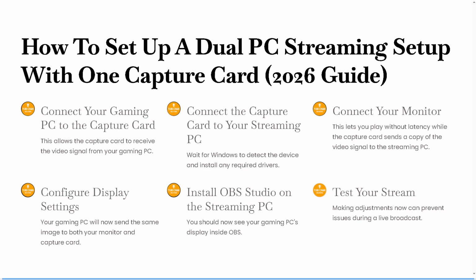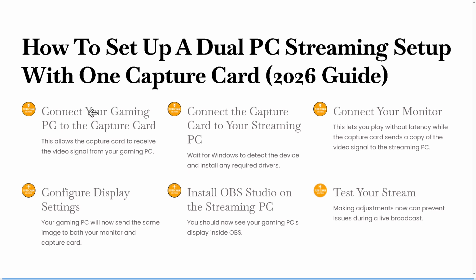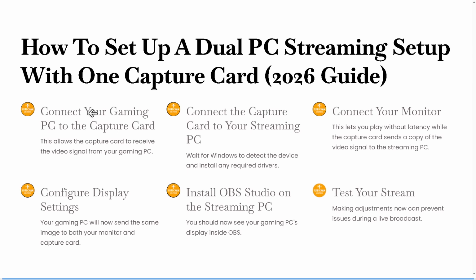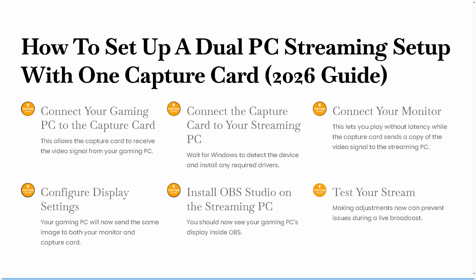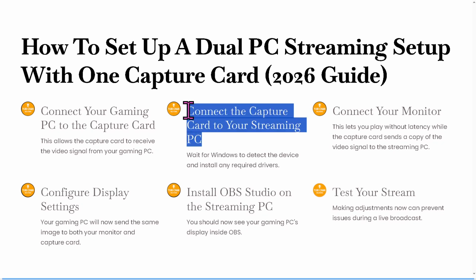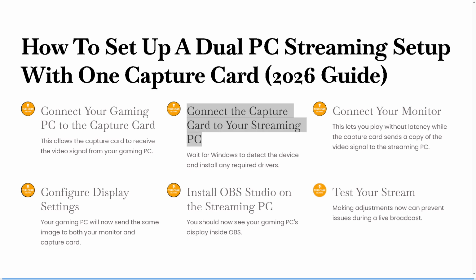Now, start by connecting the HDMI cable from your gaming PC's graphics card output to the HDMI input on your capture card. This allows the capture card to receive the video signal from your gaming PC. And then you need to connect the capture card to your streaming PC.